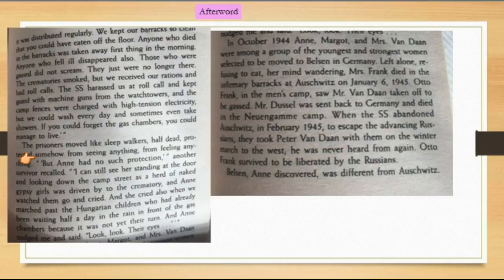In October 1944, Anne, Margot, and Mrs. Van Daan were among a group of the youngest and strongest women selected to be moved to Belsen in Germany. Left alone, refusing to eat, her mind wandering, Mrs. Frank, so Anne's mom, died in the infirmary barracks at Auschwitz on January 6, 1945.